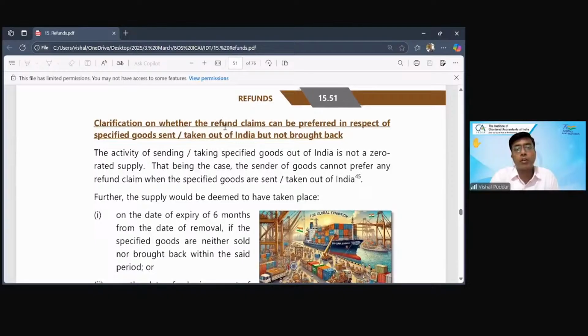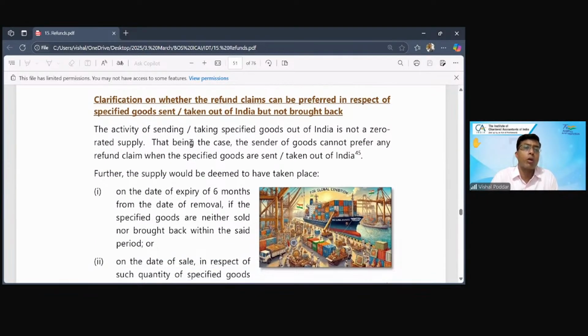Next, clarification on whether the refund claim can be preferred in respect of specified goods taken out of India but not brought back. Now, what is this? Many times, when you send goods outside India, like sending them for some exhibition being held outside, technically it is not an export, because you are taking them outside yourself with this pre-condition or pre-intimation that these are taken for a no supply case, like for an exhibition. In such a case, you may be bringing back the goods after the exhibition is over.